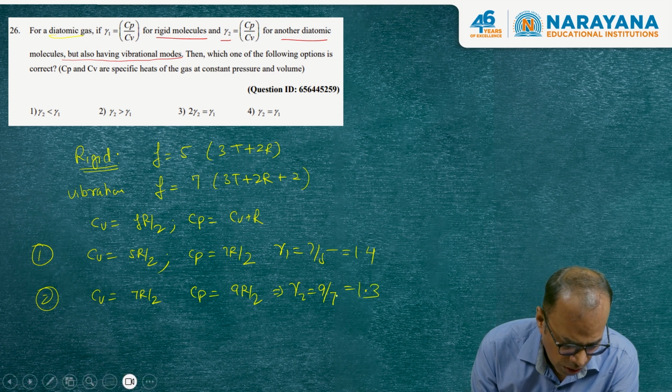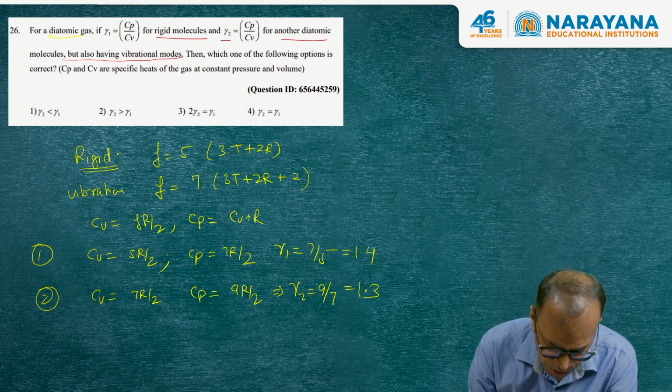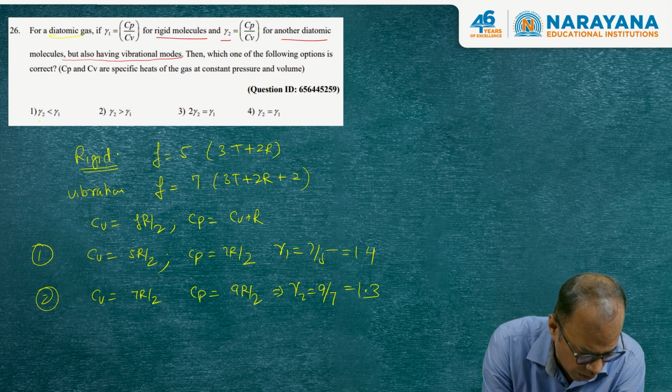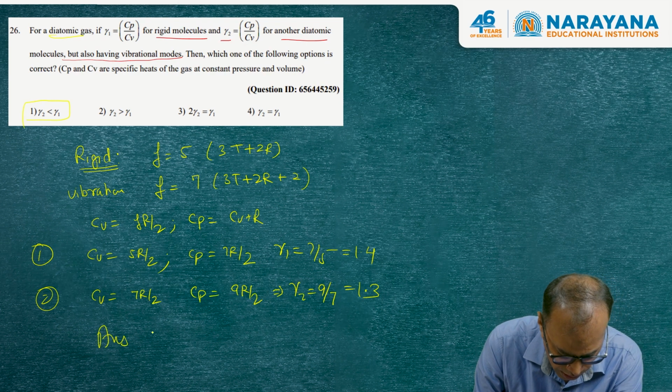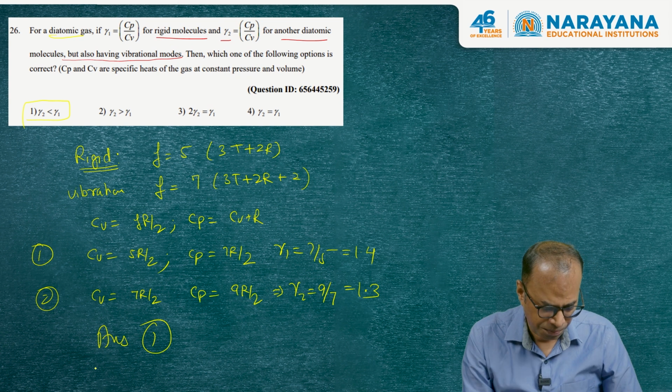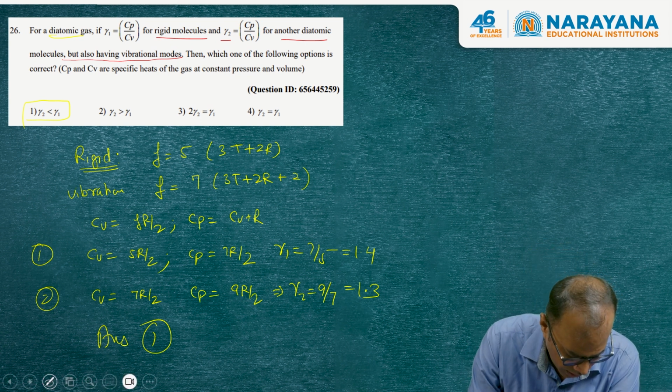Now let's look at the options. We have the option in which gamma 1 is more than gamma 2. So option 1 is the correct answer. So the correct answer is 1. All right, next question.